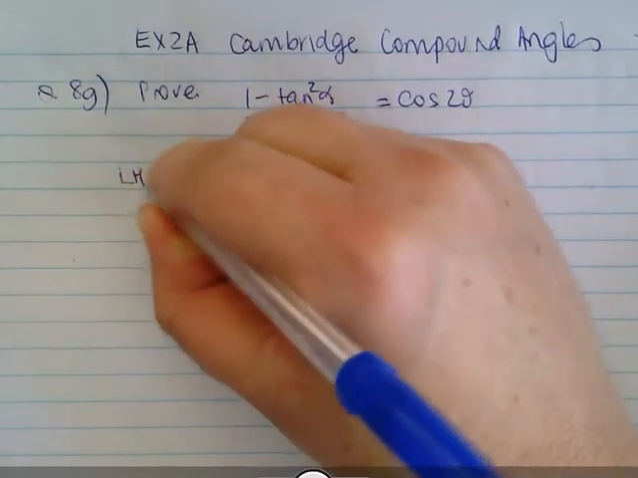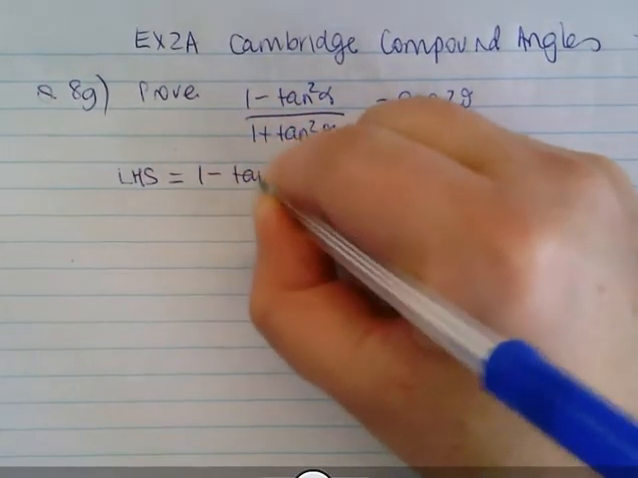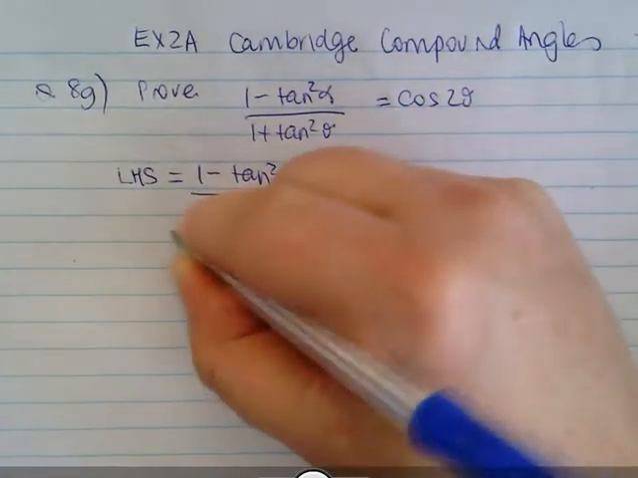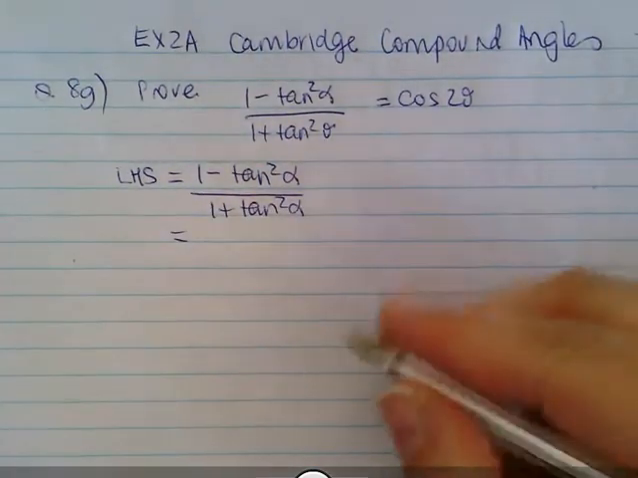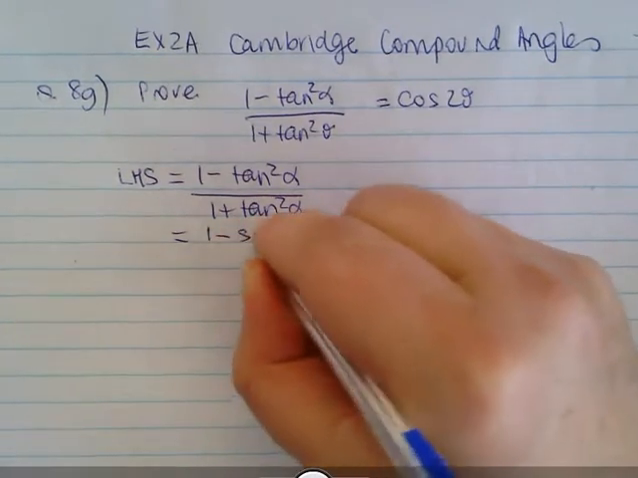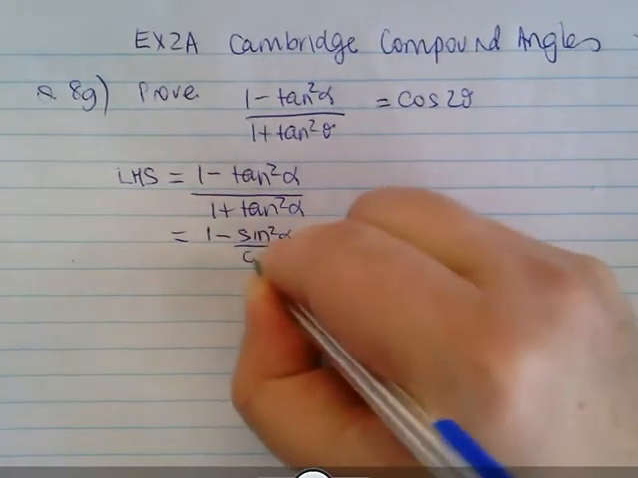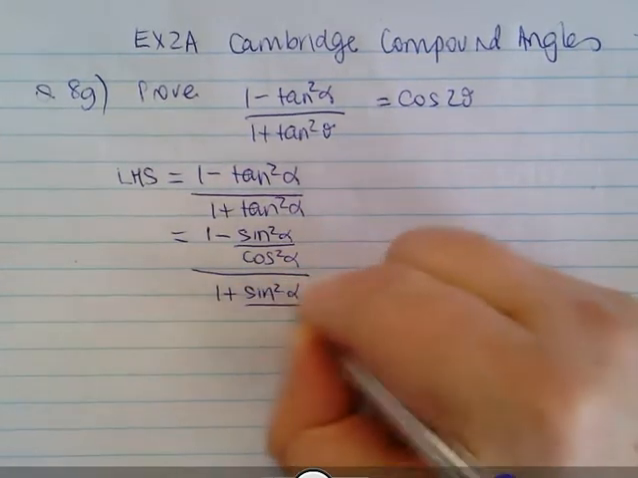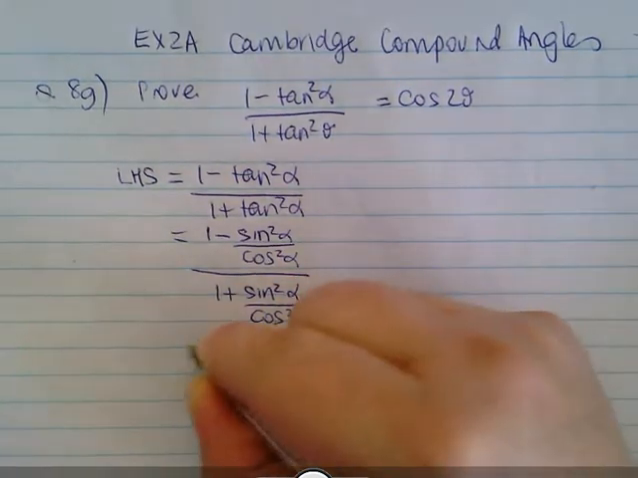Start with our left-hand side. We're going to try this 2 different ways. So you might choose to write tan squared alpha as sine squared alpha on cos squared alpha. So that's 1 minus sine squared alpha on cos squared alpha over 1 plus sine squared alpha over cos squared alpha. What would you then do?